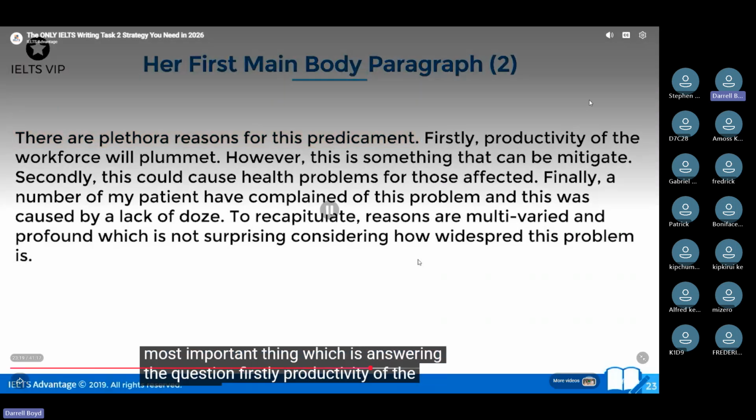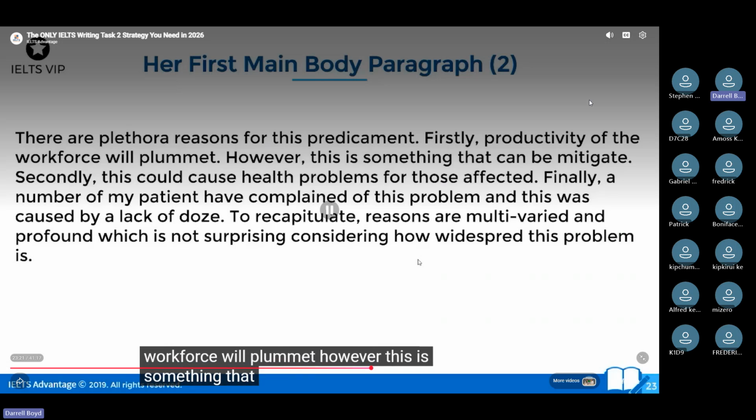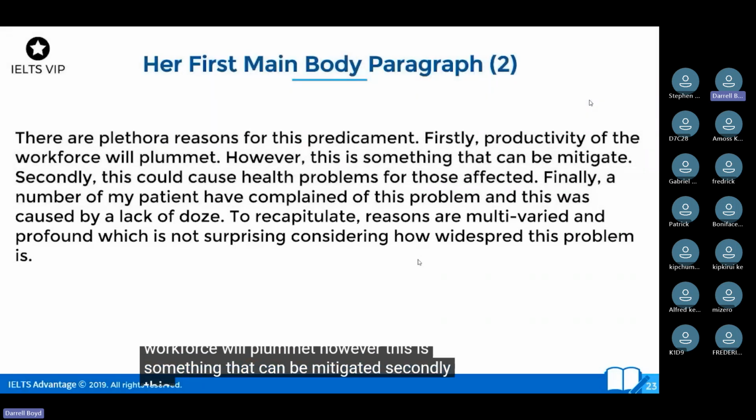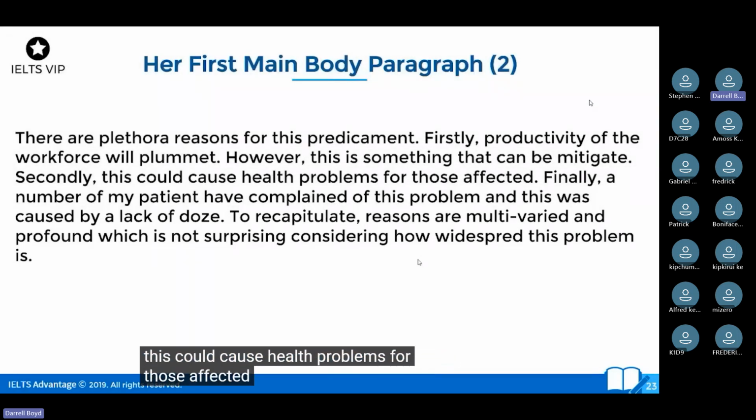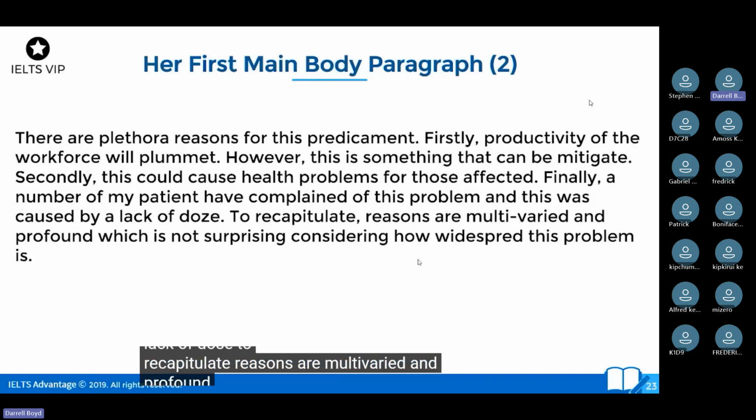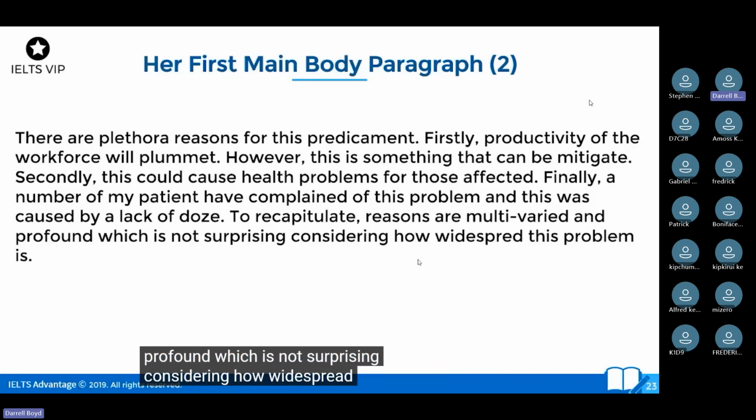Firstly, productivity of the workforce will plummet. However, this is something that can be mitigated. Secondly, this could cause health problems for those affected. Finally, a number of my patients have complained of this problem, and this was caused by a lack of dose. To recapitulate, reasons are multivariate and profound, which is not surprising considering how widespread this problem is.